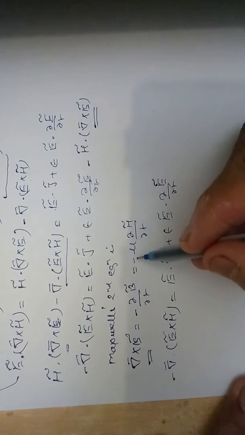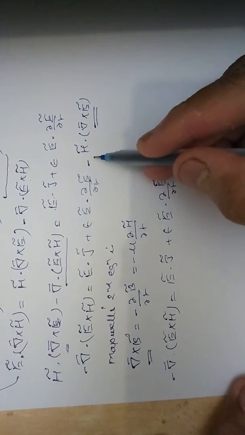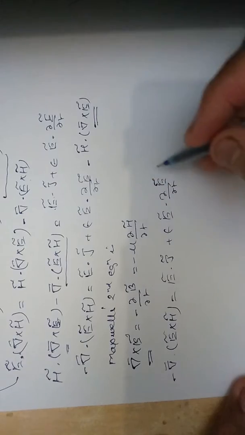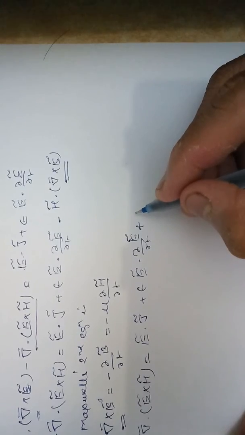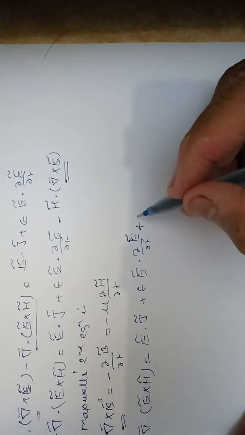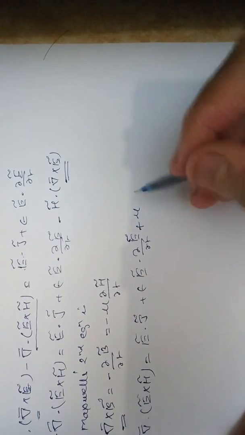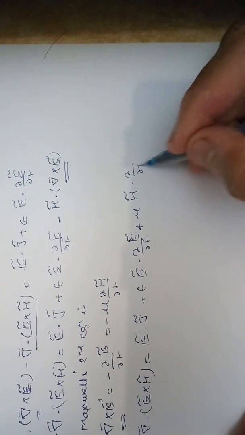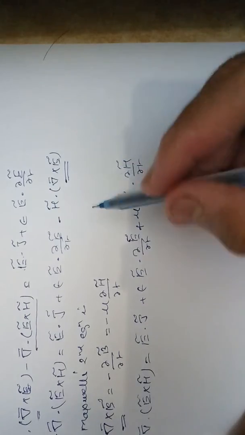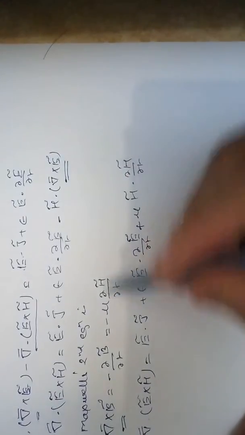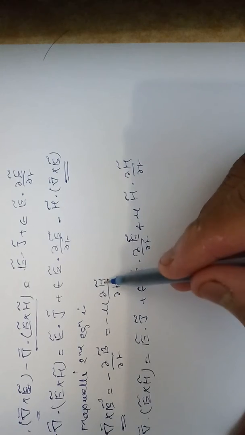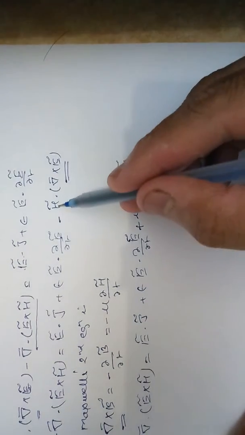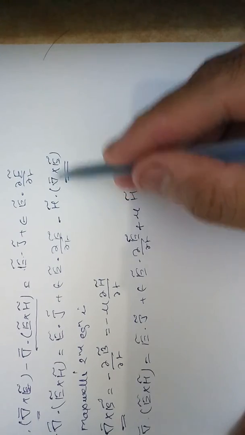Now here I have a minus sign, and here is also a minus sign, so both these minus signs will get cancelled and we will get a plus sign here. It will be like this. Simultaneously I am taking this mu outside, and I am writing this as H dot del by del T of H. Actually the value of del cross E is minus mu del by del T of H. If I put that here, it will be like this: H dot mu del by del T of H.